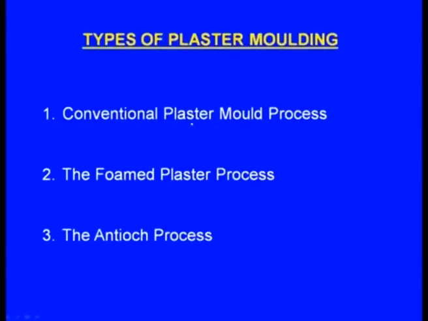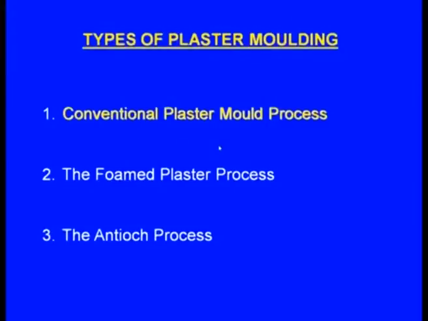Now, there are 3 types of process under plaster molding. One is the conventional plaster mold process. Second one is the formed plaster process. Third one, the Antioch process. We will see all these one by one. First, let us see the conventional plaster mold process.